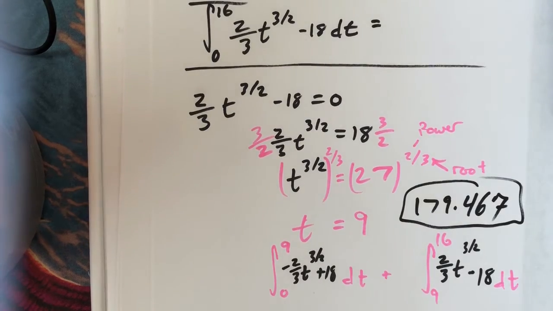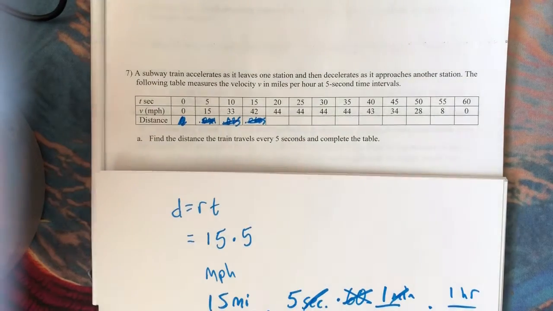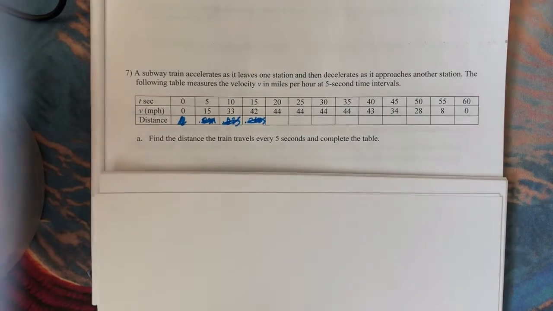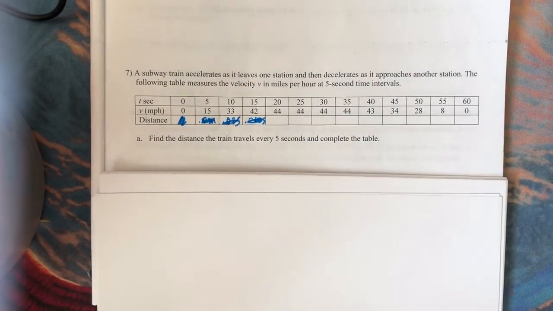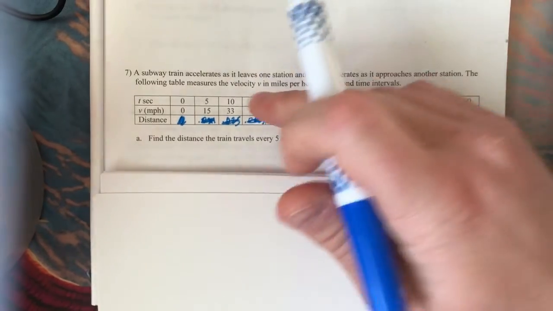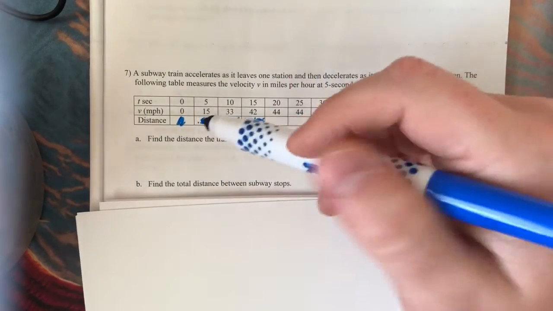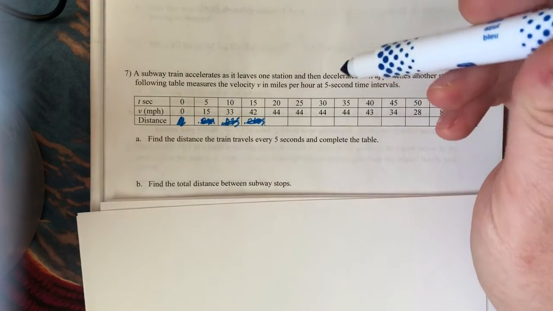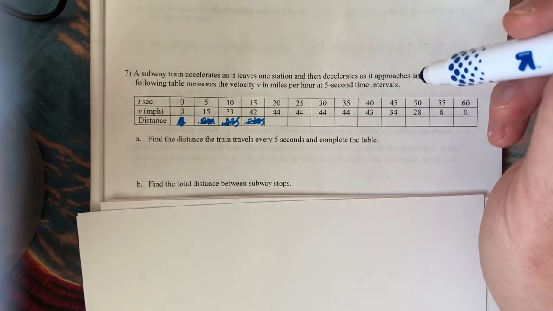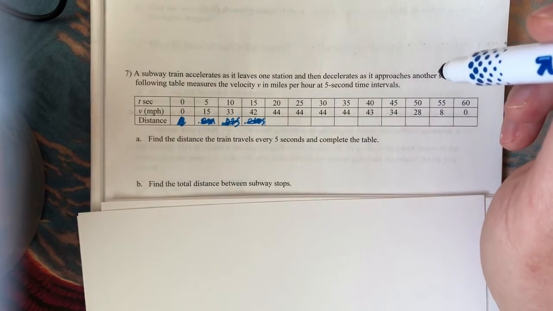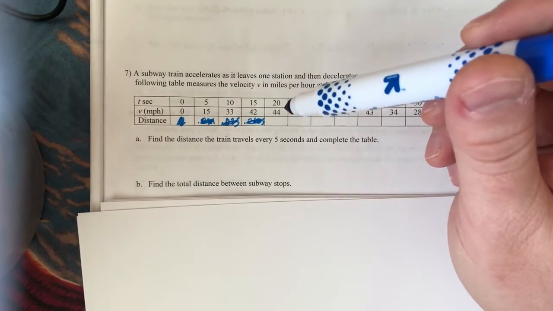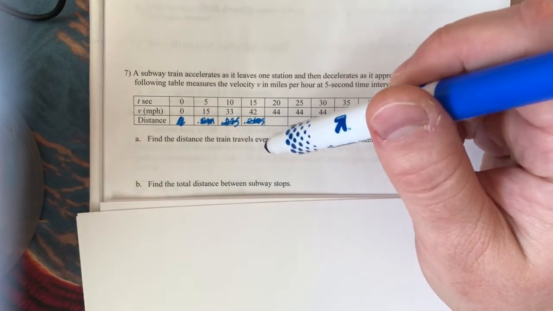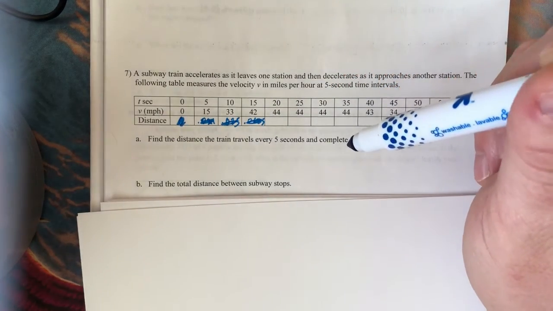Or 466. Hold on. Hey everyone, it's Mr. Canfield again. Gonna do question 7 correctly. Started doing it the wrong way. I started trying to take the derivative here. It says find the distance. A subway train accelerates as it leaves one station and then decelerates as it approaches another station. The following table measures the velocity v in miles per hour at 5-second time intervals. Find the distance the train travels every 5 seconds and complete the table.